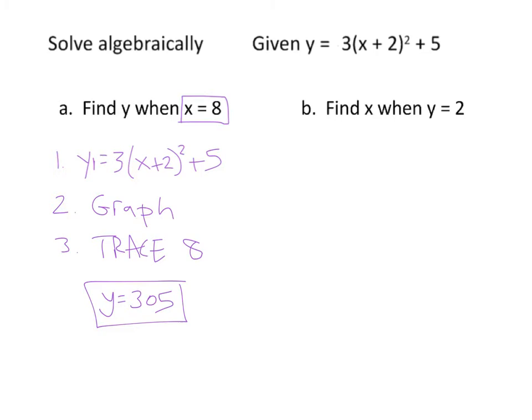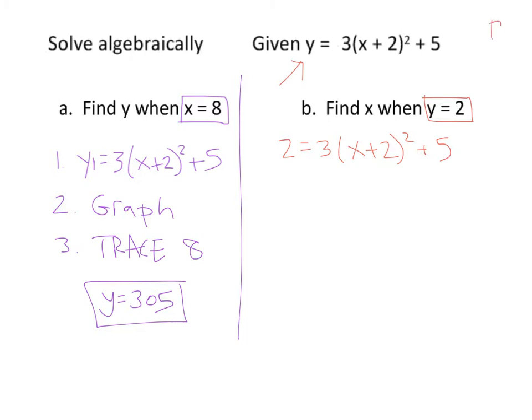It's a little quicker and more accurate, and then B, to continue practicing our functions with our calculator. All right, now the one that you have to do by hand is when you know your value for y. So we know that y equals 2 right here, so we're going to put that in for the y and solve for x. So 2 equals 3 times (x plus 2) squared plus 5.